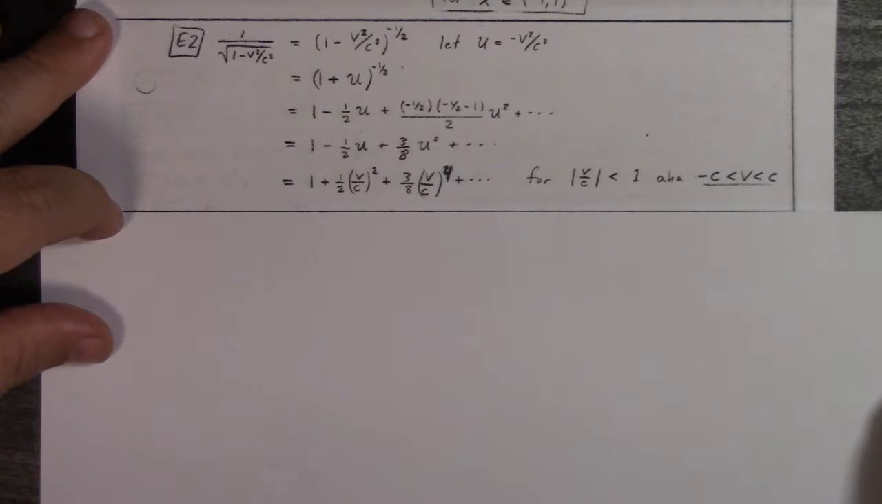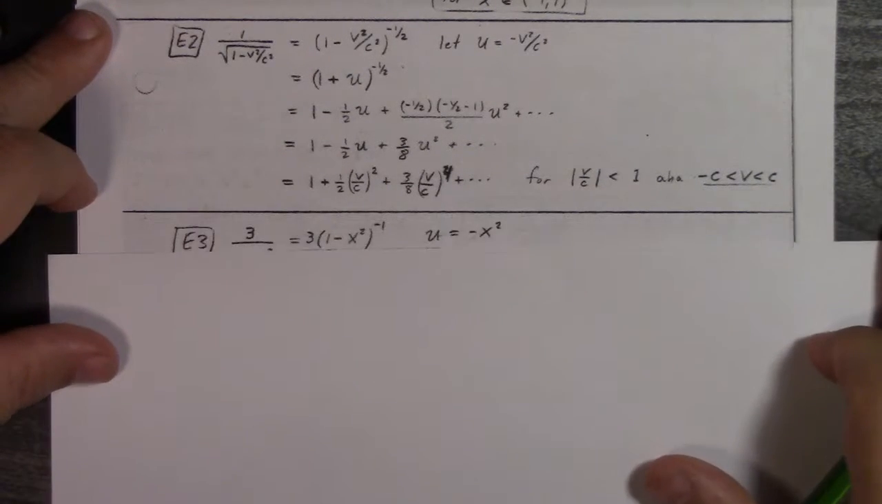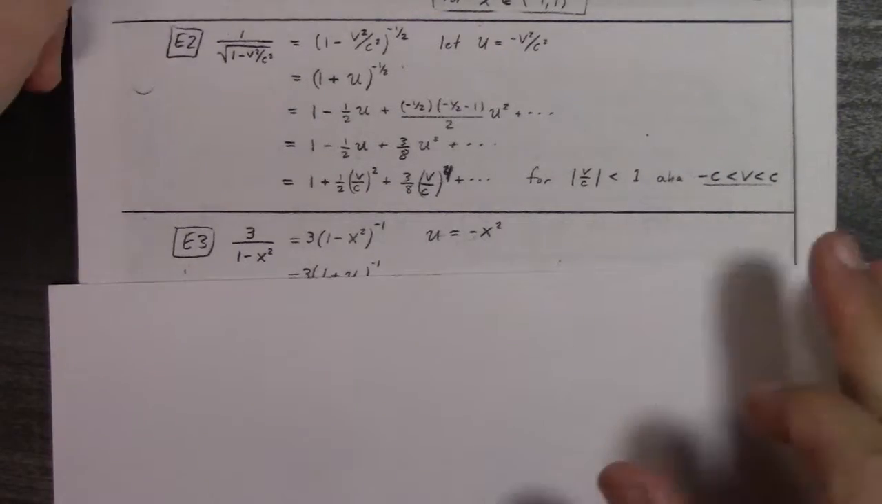Now, in order for this to be legitimate, we need that the absolute value of v over c is less than 1. In other words, that the velocity v is between minus c and c. All right.